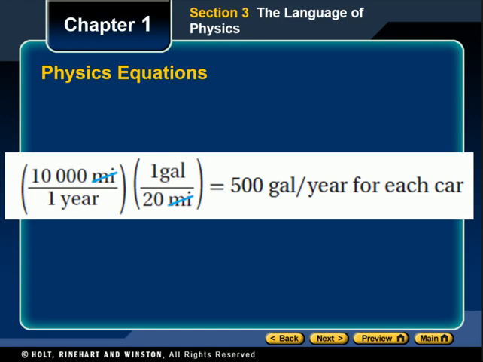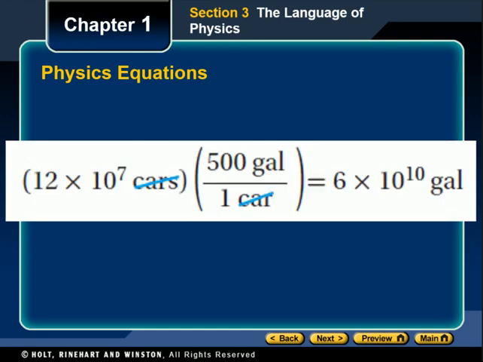Next, decide the order of magnitude of the average distance each car travels per year. Some cars travel as few as 1,000 miles per year, while others travel more than 100,000 miles per year. The appropriate order of magnitude to include in this estimate is 10,000 miles, or 10 to the fourth miles per year. If we assume that cars average 20 miles for every gallon of gas, each car needs about 500 gallons per year. Multiplying this by the estimate of the total number of cars in the United States gives an annual consumption of 6 times 10 to the 10th gallons.